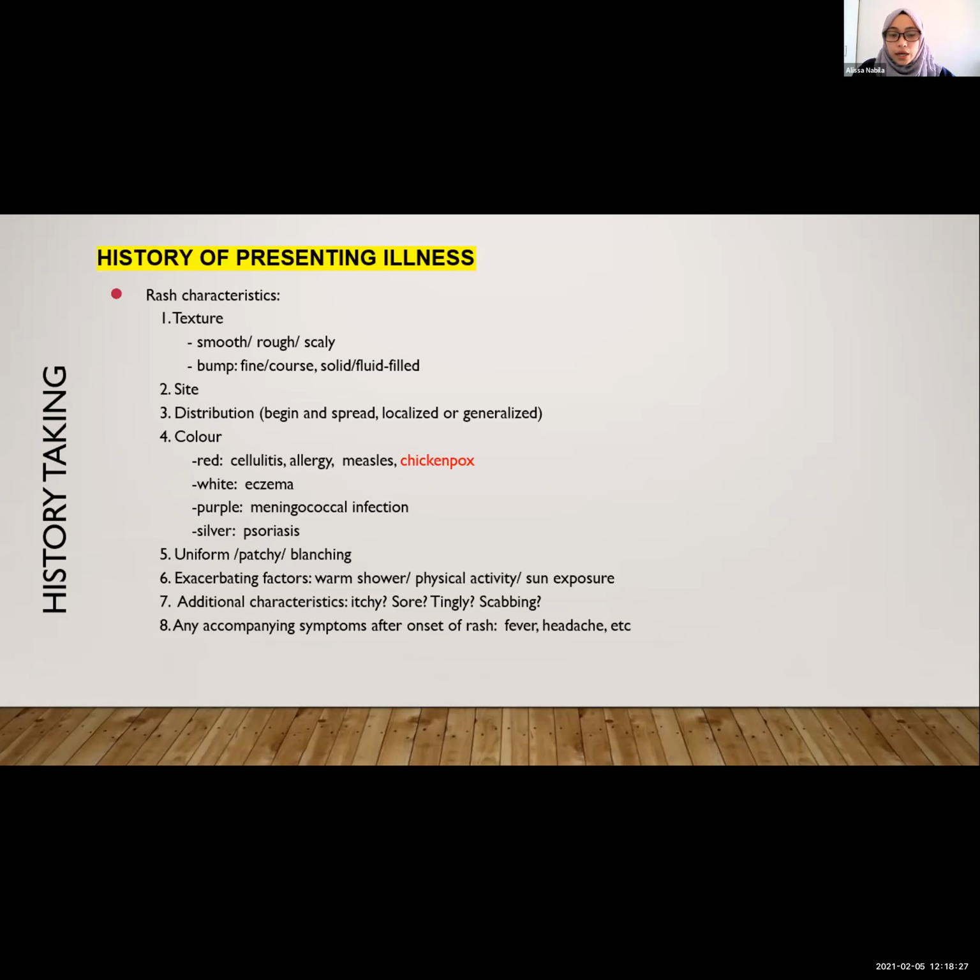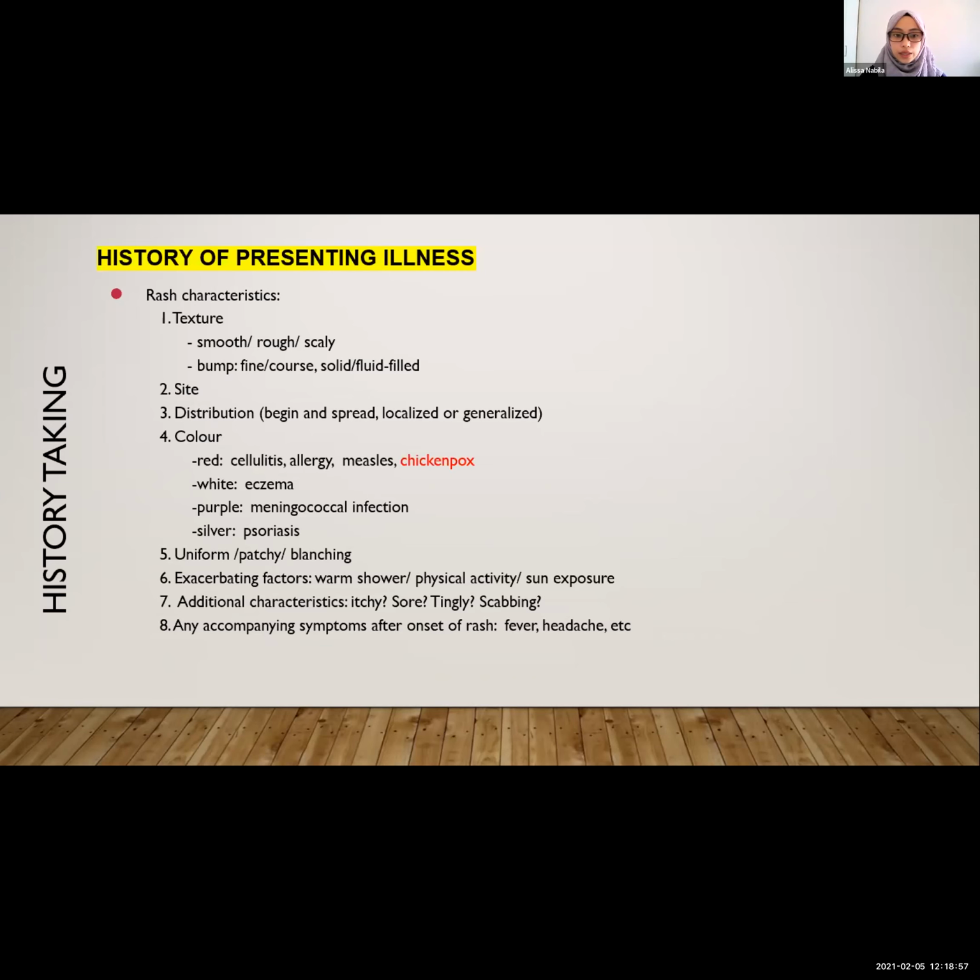Then the color of the rash. Chickenpox is usually associated with a red rash because it has an erythematous base. If it is associated with white patches, we can consider eczema. If it is purple colored, we can suggest meningococcal infection. If it is silver colored, it means psoriasis. Then we look at the rash: is it uniform, patchy, or blanching? Chickenpox itself does not blanch, but in shingles it can be patchy.